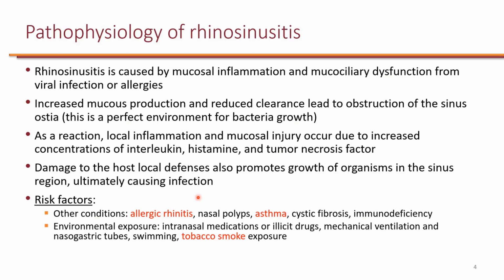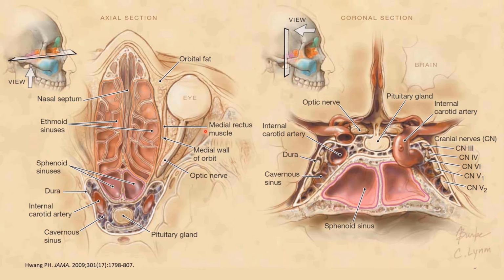Risk factors for rhinosinusitis are allergic rhinitis, nasal polyps, which can also cause obstruction, asthma, cystic fibrosis, and immunodeficiency, as well as environmental factors. Now, occasionally rhinosinusitis can result in complications, and the sites of these complications include the orbits, so the eyes, and also the nervous system. That makes sense because these are in proximity to the sinuses. So if the infection gets complicated, the organism can penetrate the eye and also the brain.